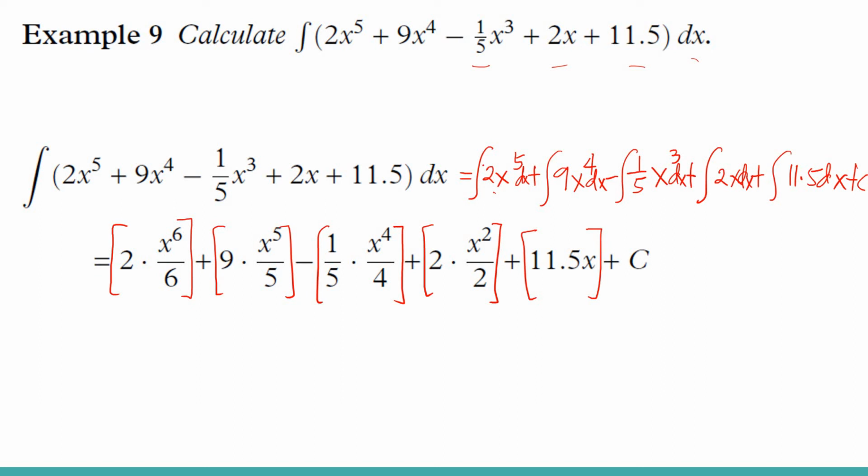So 2 times x raised to the power of 6 over 6 plus 9 times x raised to the power of 5 over 5 minus 1/5 times x raised to the power of 4 divided by 4 plus 2 times x squared divided by 2 plus 11.5x plus c.